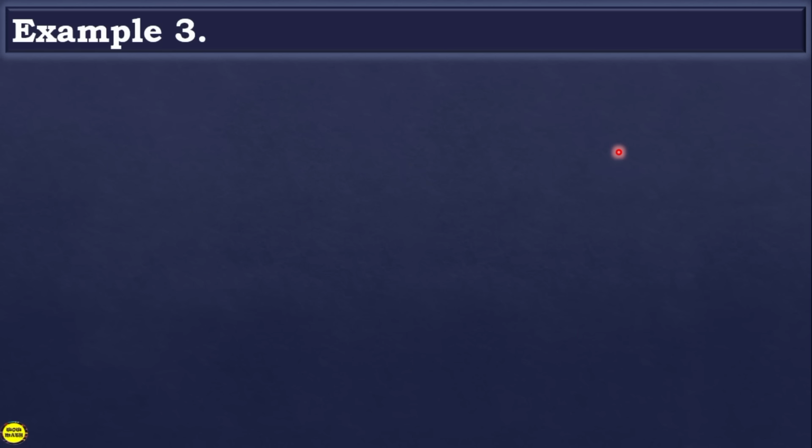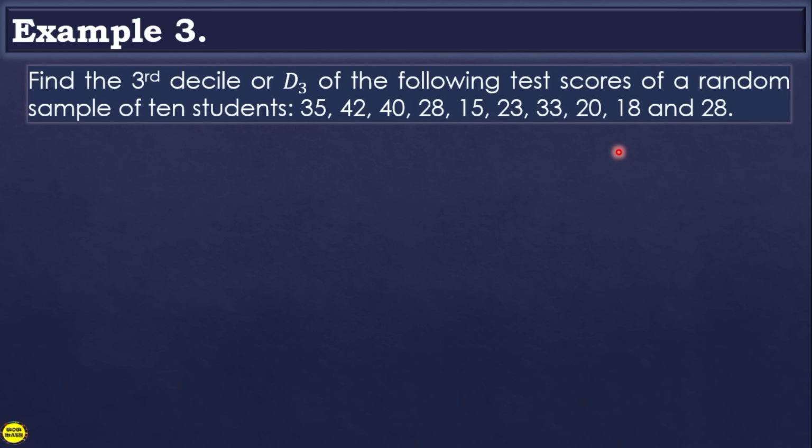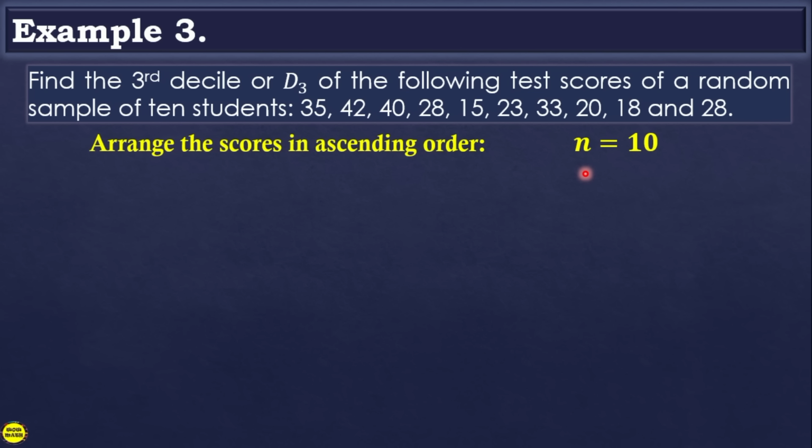Okay? So, for example, find the third decile or D sub 3 of the following test scores of a random sample of 10 students: 35, 42, 40, 28, 15, 23, 33, 20, 18, and 28. So, unang gagawin, of course, we need to arrange the scores in ascending order. So, yung n natin dito is 10.